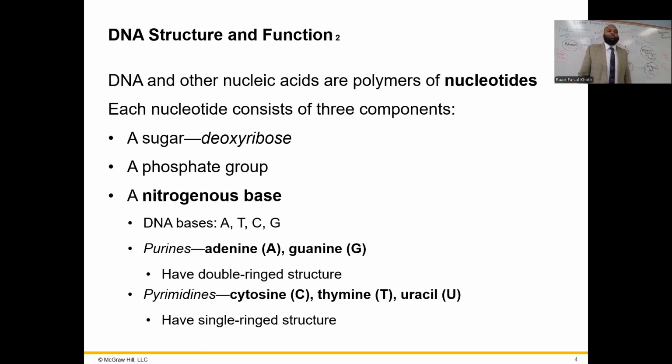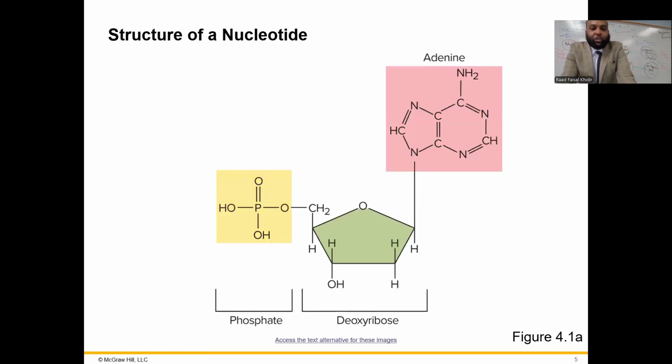DNA structure and function. The DNA and other nucleic acids are polymers of nucleotides. They are polymers. We said that. Each nucleotide consists of 3 components: a sugar, deoxyribose, a phosphate group, and a nitrogenous base. So there are DNA bases A, T, C, and G. Purines, say pure or good. Purines are adenine and guanine. They have a double ring structure. While the pyrimidines, cytosine, thymine, and uracil, have a single ring structure.